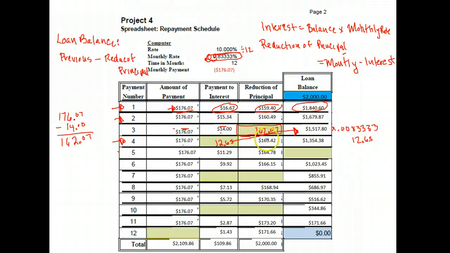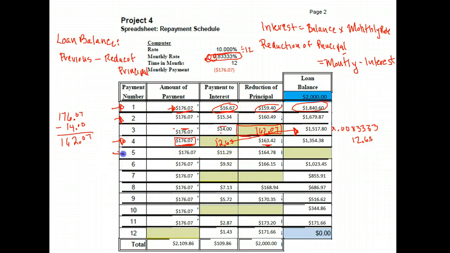Okay, another way, actually an easy way to find that would be to notice my payments are made up of interest and principal. So what you could do is take the 176.07 and subtract from that how much was principal. The rest would be your interest payment. So you could do it that way also. You get the same answer either way.